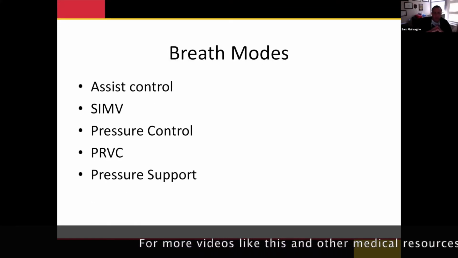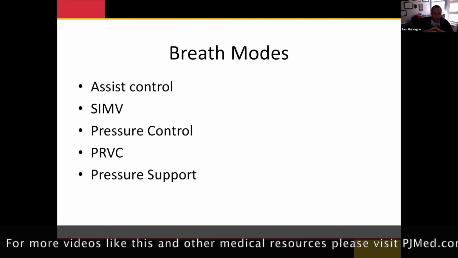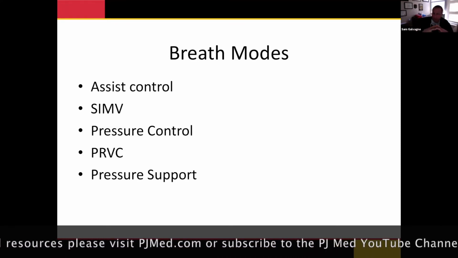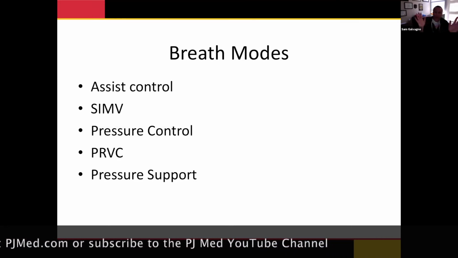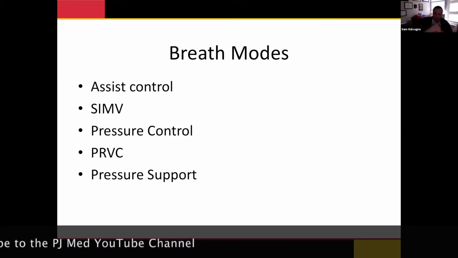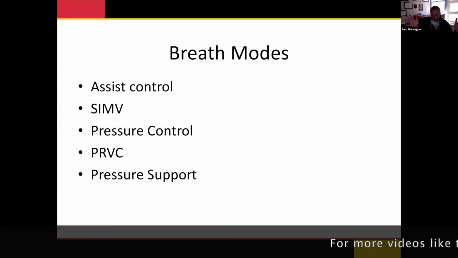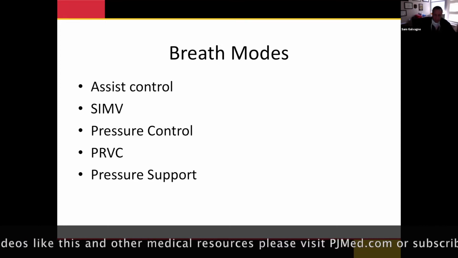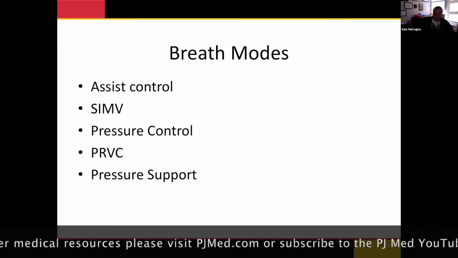Remember the modes we have available: assist control, SIMV, pressure control, PRVC, pressure regulated volume control. We've got pressure support. We never go to pressure support right away. That's just not something you're going to do with COVID patients, okay? And in general, we don't intubate someone and just put them right on pressure support. That's pretty rare. There are some instances where we would do that, but for the most part, you're going to use a more invasive ventilation mode.